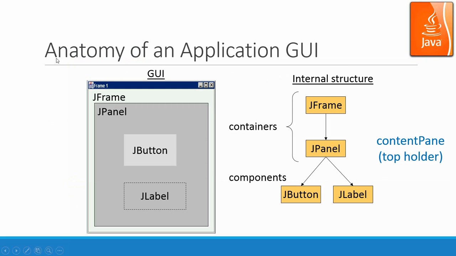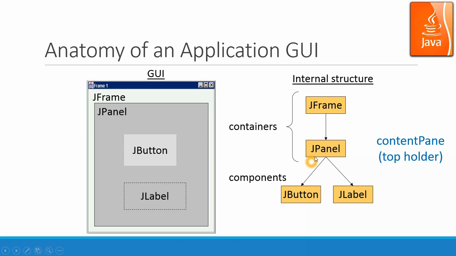Now let's look at the anatomy of an application GUI. For example, if we have a JFrame, it can contain some JPanel, and in that panel you put your button and JLabel. So JFrame and JPanel are containers. JFrame is the top level container, while the JPanel is a secondary or sub-container.